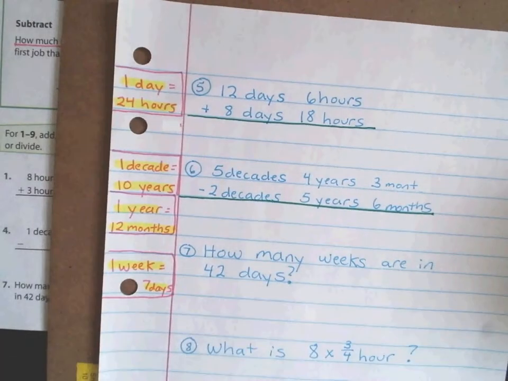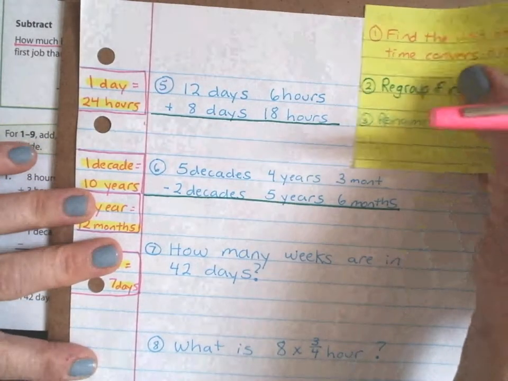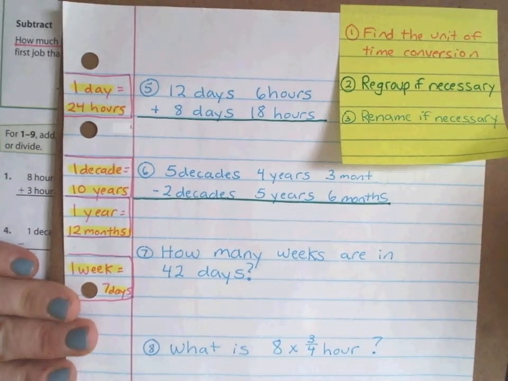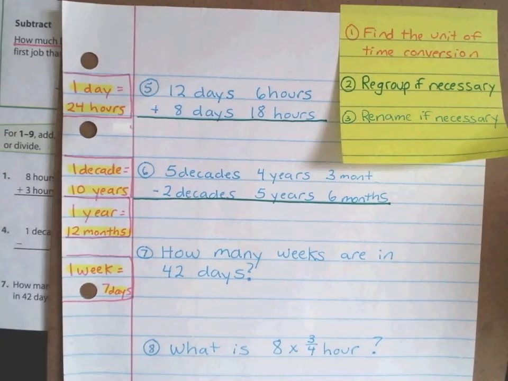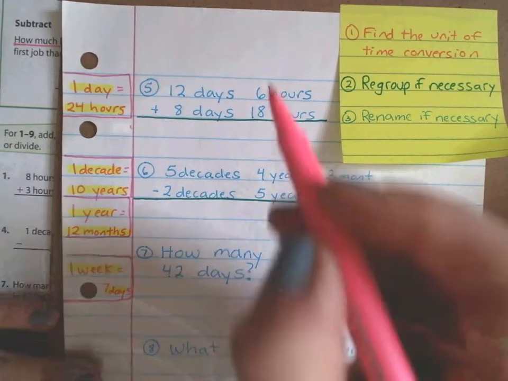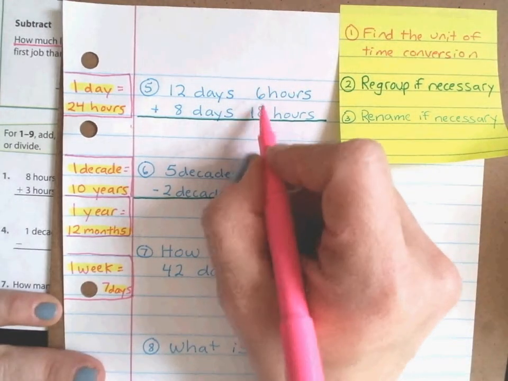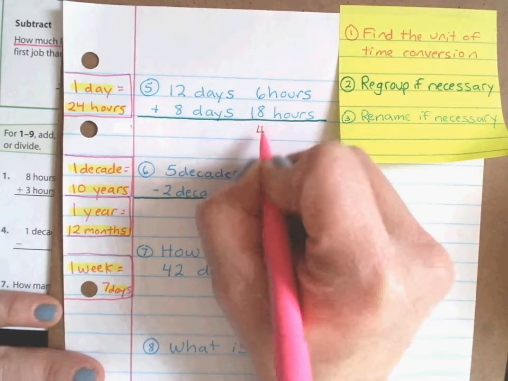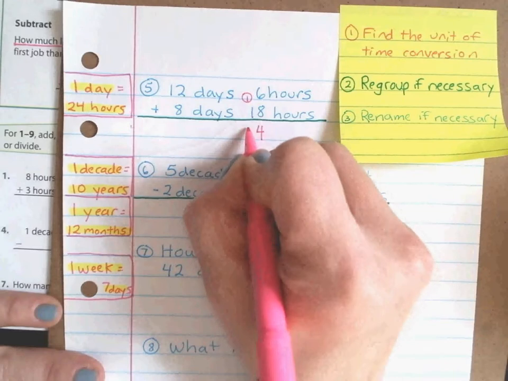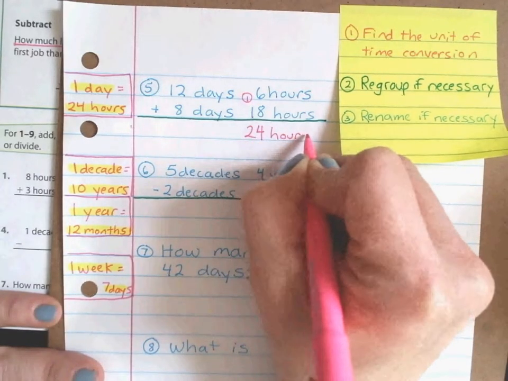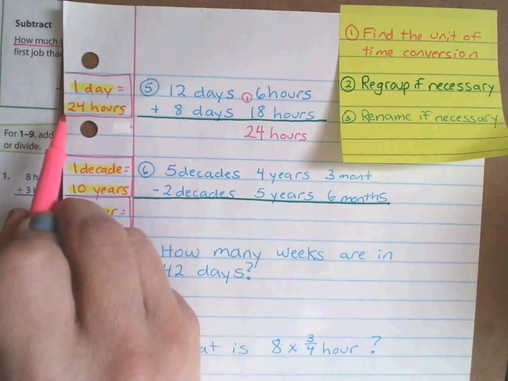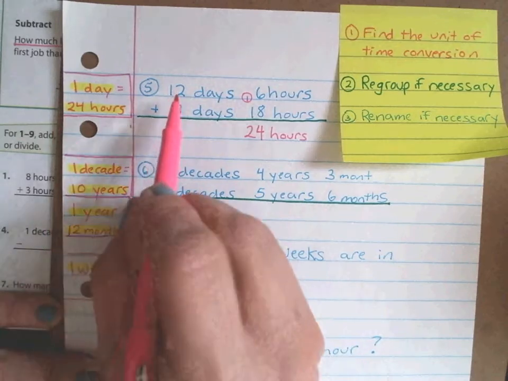So let's go ahead and look at number 5. So this time, so I'll put my steps right here. This time I've got 12 days and 6 hours plus 8 days and 18 hours, excuse me. So let's go ahead and add these up. 6 plus 8 is 14, so I'm going to drop my 4 and regroup my 1. And 1 plus 1 is 2. Ooh, 24 hours, your light bulb should be going off, ding, ding, ding, that we will need to rename.